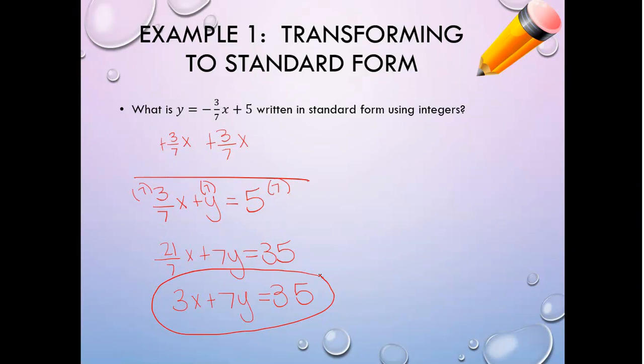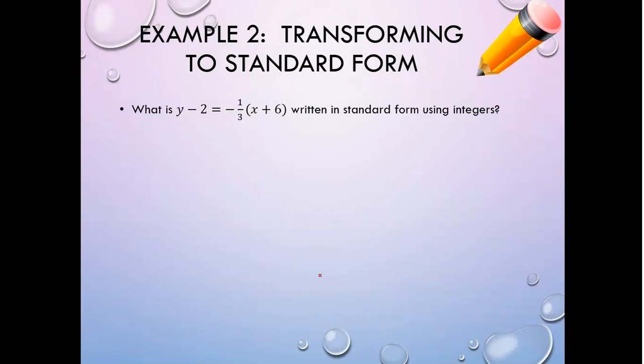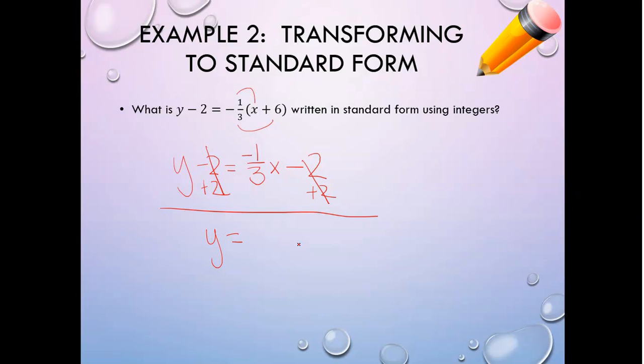Let's try another example. I have this equation, y minus 2 equals negative 1/3 x plus 6. And I need to write that in standard form. The very first thing I would do is distribute that 1/3 in, so I get rid of those icky parentheses. So I'll get negative 1/3 x minus 6 over 3, which is 2, right? 1/3 of 6 is 2. Now, let's get this over to the other side, because I need the number over there. So I'm going to add 2 to both sides. It looks like that's going to cancel out, and so is that. So I'm just going to be left with negative 1/3 x.